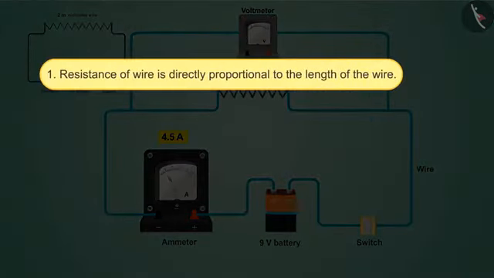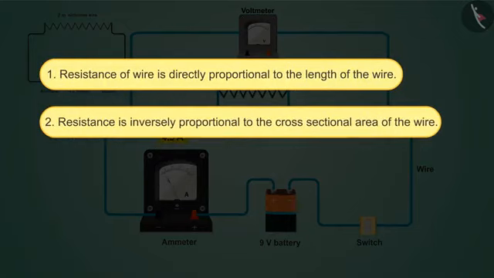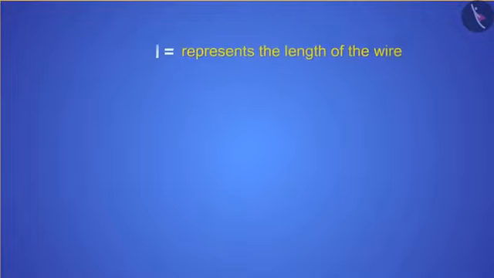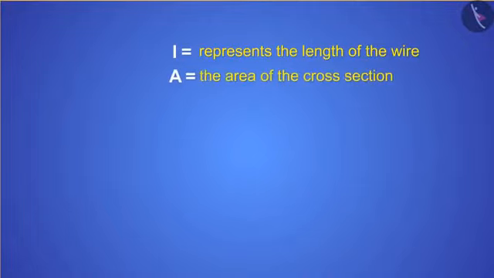1. Resistance of a wire is directly proportional to the length of the wire. 2. Resistance is inversely proportional to the cross-sectional area of the wire. 3. Also, it depends on the material of the wire, which we have already understood in our last video. It can be written in a mathematical way. If L represents the length of the wire and A is the area of the cross-section, then the resistance will be directly proportional to the length and inversely proportional to the area.